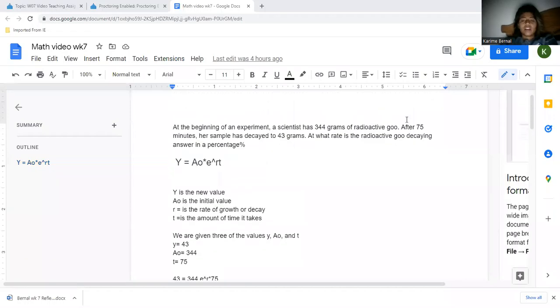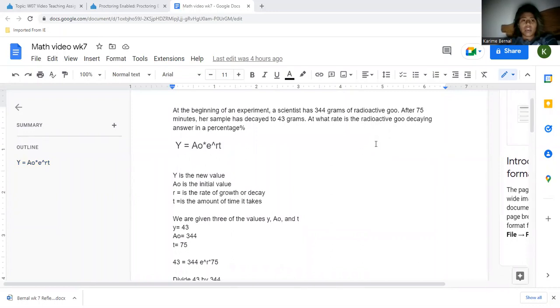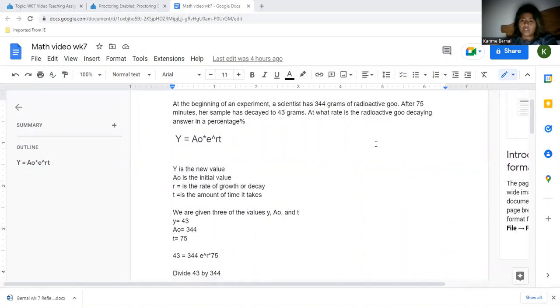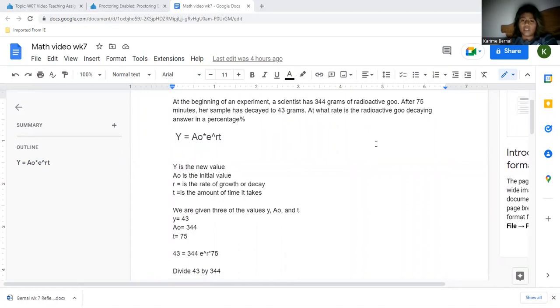Hello, so here I have two math problems I'm going to do. It's about decaying. The question says, at the beginning of the experiment, a scientist has 344 grams of radioactive goo. After 75 minutes, her sample has decayed to 43 grams. At what rate is the radioactive goo decaying? Answer in a percentage.